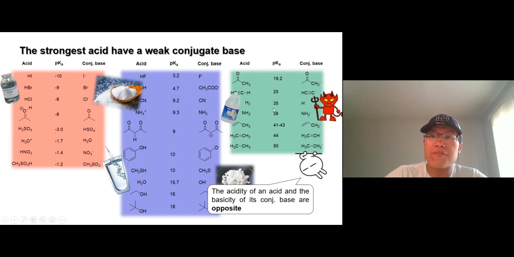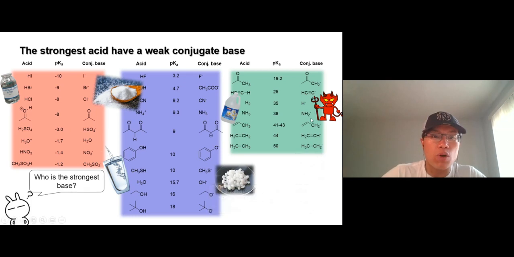So my point is, if the acid is strong, this strong acid has a weak conjugate base. A weak acid has a strong conjugate base. So they have opposite reactivity. Now, if I ask you, who's the strongest base on this page?